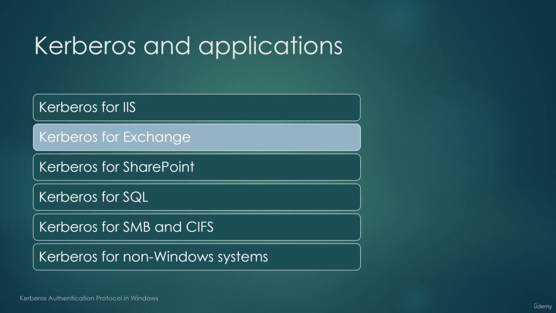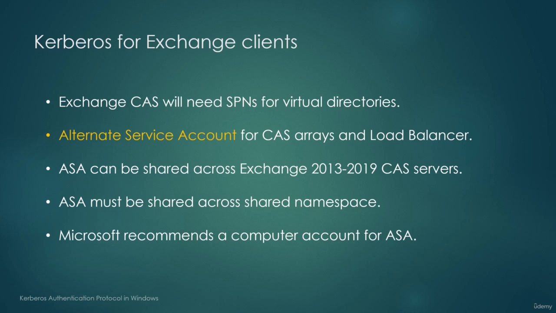In this lesson, we are going to learn how to configure Kerberos for Exchange clients. To configure Exchange server for Kerberos authentication, we need to associate an SPN with its client access service and enable Kerberos authentication in the relevant virtual directories.